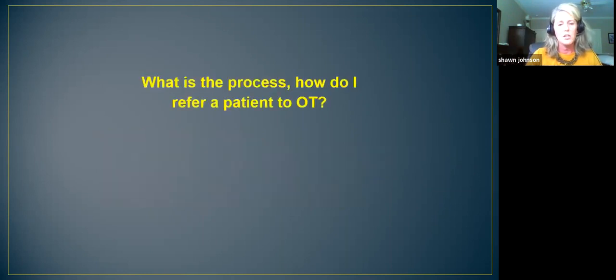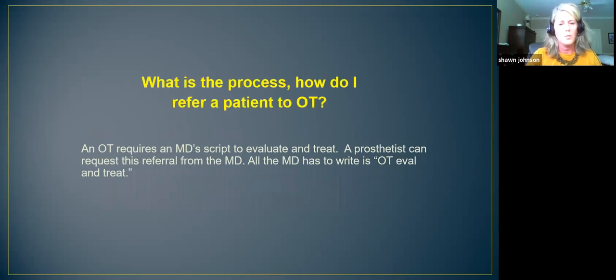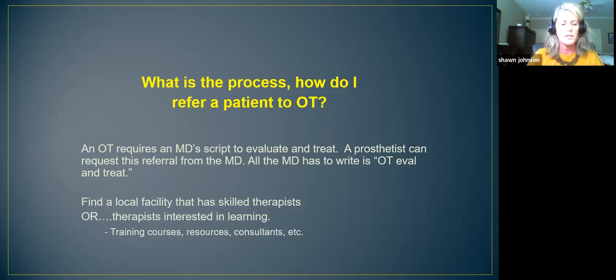So what's the process and how do you refer someone to OT? We require a physician's script to see somebody. All it needs to say is OT, eval, and treat. Simple as that. And then we make our recommendations and submit to insurance and go from there. So you want to find a local facility in your area that has therapists, skilled therapists preferably, or even therapists that are just interested in learning, because there are resources out there to help that therapist that might not be so secure in their experience or knowledge. There are therapists out there that are willing to assist in the process.